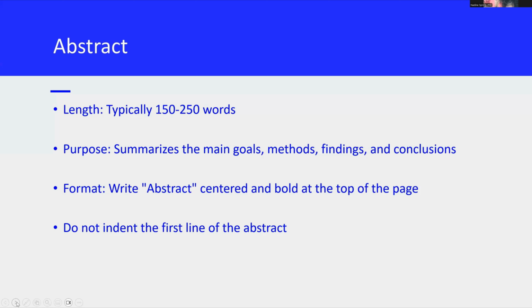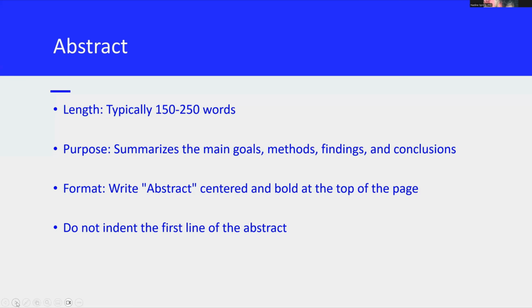So now let's dive into the abstract, which is a crucial part of your capstone project. The abstract is going to be a concise summary that gives readers a snapshot of your entire project. And it should be anywhere between 150 to 250 words and provide an overview of the purpose, the methods, the results, and the conclusions of your work.